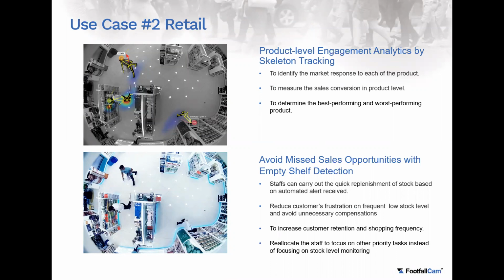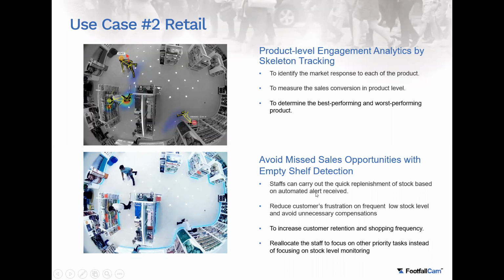It doesn't do much with the footage, but just by adding one more box, the Centroid box, we are able to provide them with all those additional data. Product level engagement by skeleton tracking, so they can identify the market response to each of the different products. They can measure the sales conversion at product level, and determine the best performing and worst performing product.